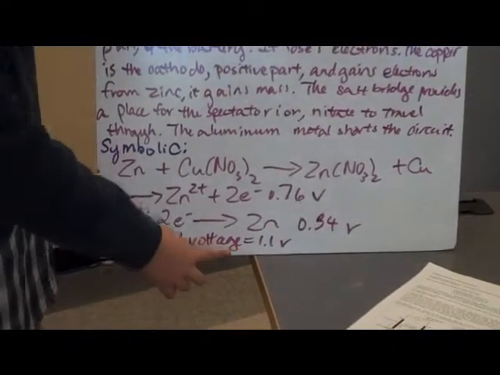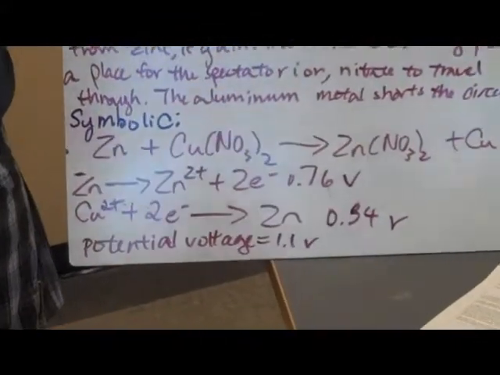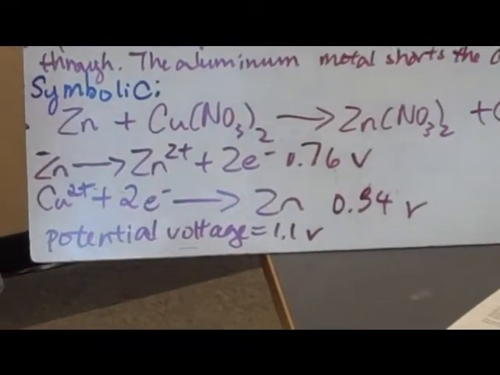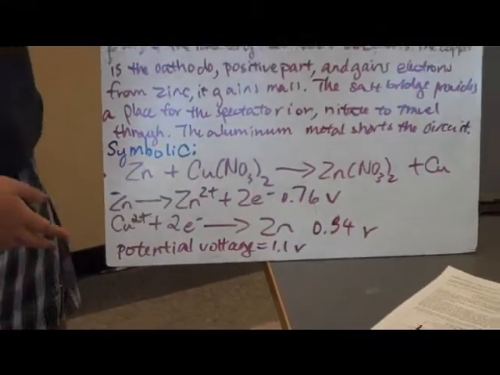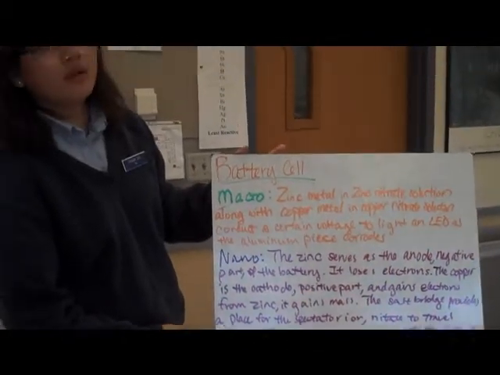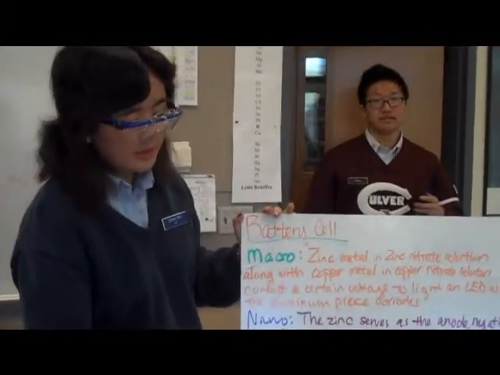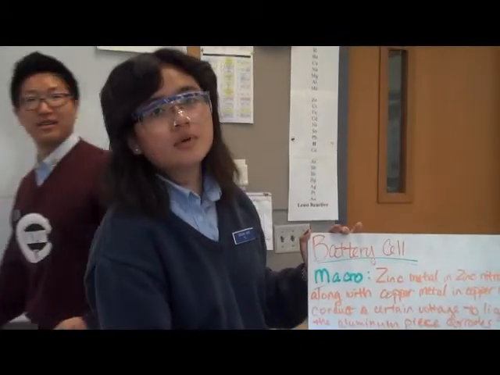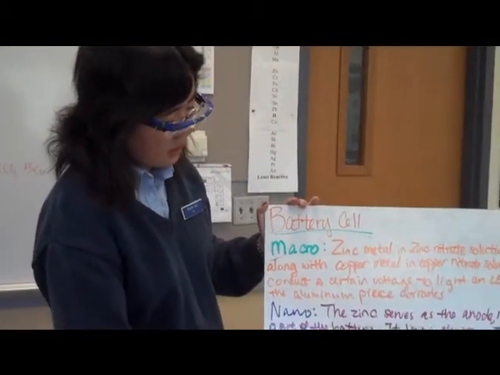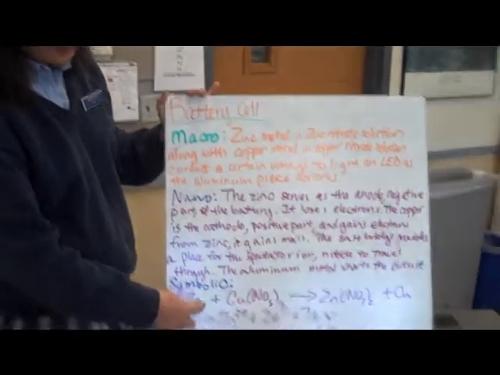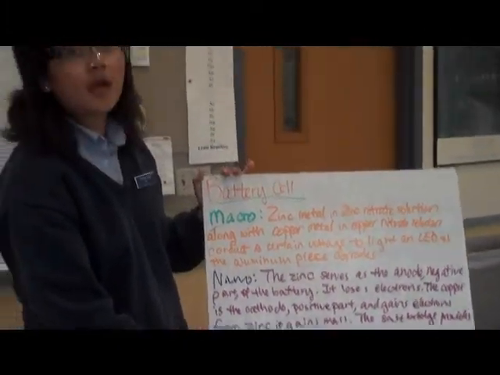The potential voltage is 1.1 volts for this whole reaction, which is why we needed more than one battery, because the minimum amount of voltage needed to light the LED as we tested in the lab was 1.8 volts. And zinc displaces copper because zinc is more reactive than copper as a metal.